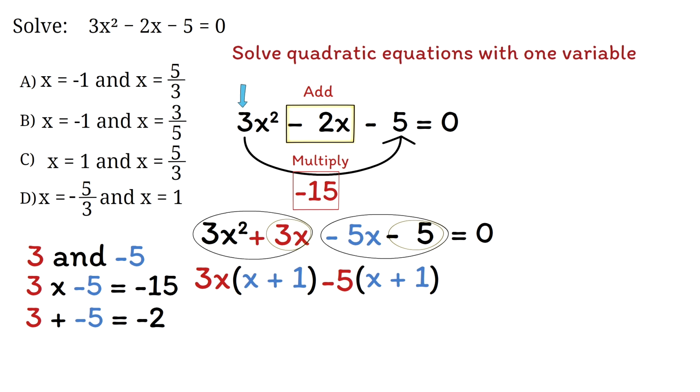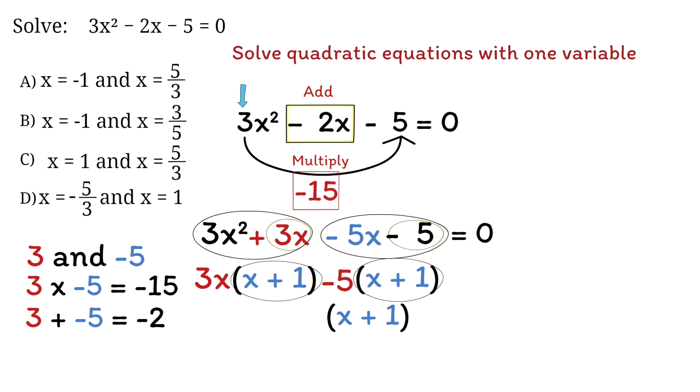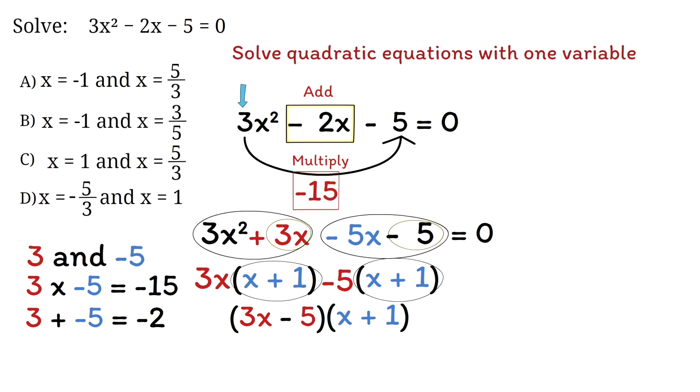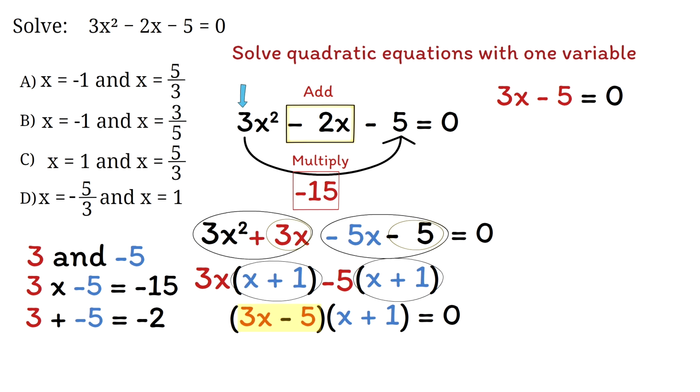Since both groups now contain the common factor, x plus 1, factor it out. Now we have 3x minus 5 times x plus 1. Next, we set each factor equal to 0. First, let's set the first factor 3x minus 5 equals 0.